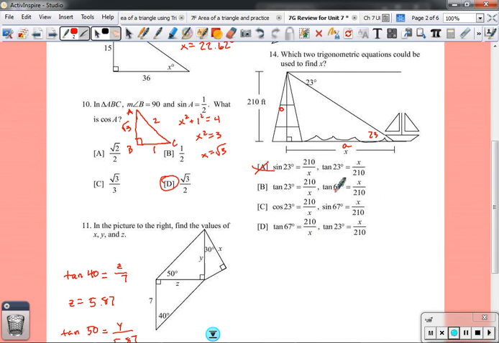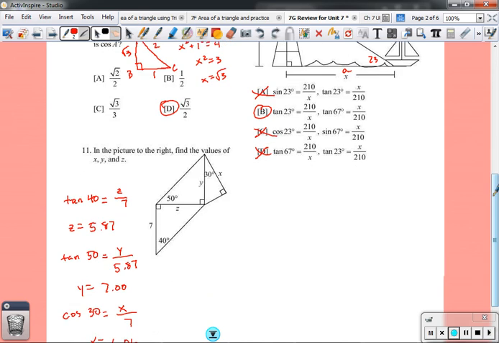Where is this 67 coming from? Well, this is a right triangle. This is 90, that's 23. That means that this angle up here is 67 degrees. This one works. Let's see if there are any other answers. Cosine of 23: we instantly know cosine is not going to work because it's going to require the hypotenuse. Tangent of 67 is 210 over x. Well, tangent of 67 would be opposite over adjacent, so that would have to be x over 210. So that's also wrong. So B is the correct answer.